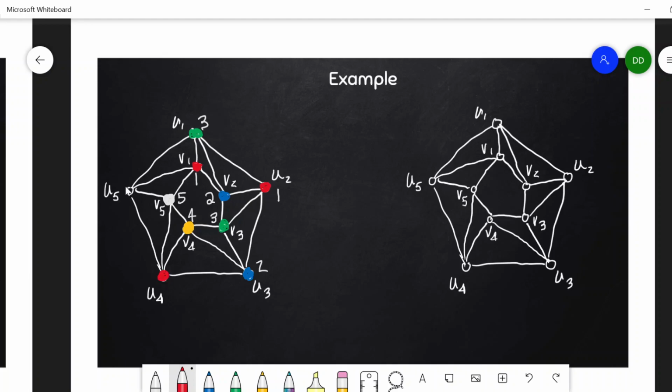And then over here, this is adjacent to a red, a white, a red, and a green. Sorry, a 1. Keep forgetting the colors. A 1, a 5, a 1, and a 3. And so maybe I color it 2.